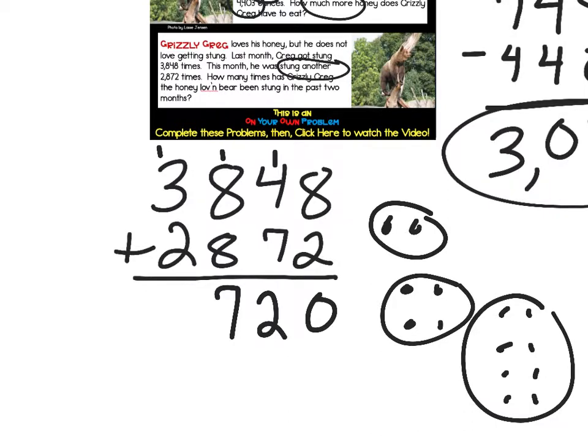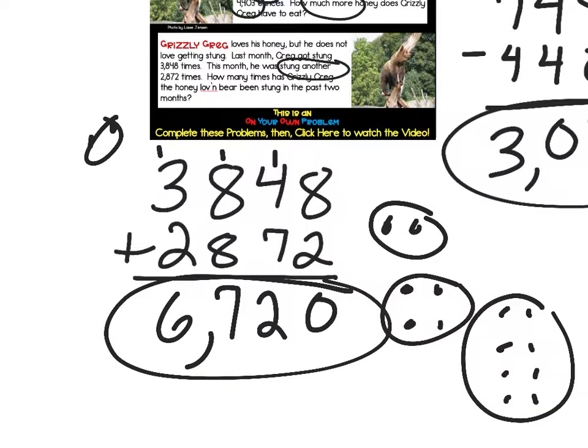And then here I've got 2 and 3, so I'll make 2 dots. I'm going to do them right over here, 1, 2. And then I've got 2, oops, I'm starting on the 3, 3, 4, 5, and 6. So circle those dots and drop my 6. And there you have it, my friends. 6,720 is your answer. And that is how many times our good friend Grizzly Greg, the honey-loving bear, got stung in the past 2 months.